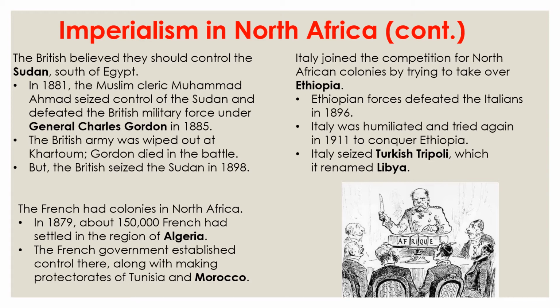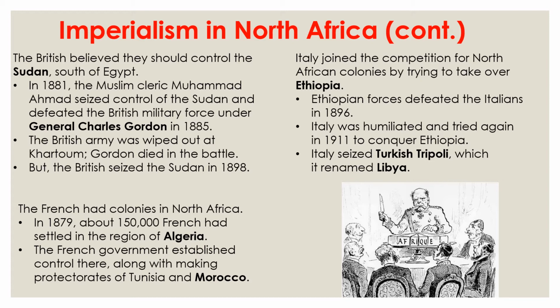The French had colonies also in North Africa. In 1879, about 150,000 French had settled the region of Algeria. The French government established control there, along with making protectorates of both Tunisia and Morocco.